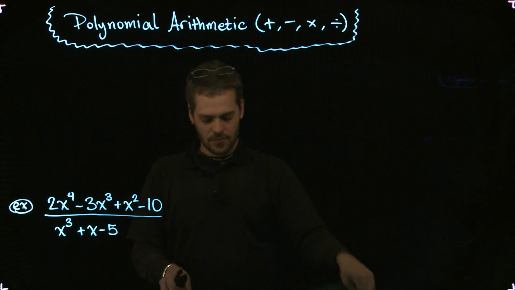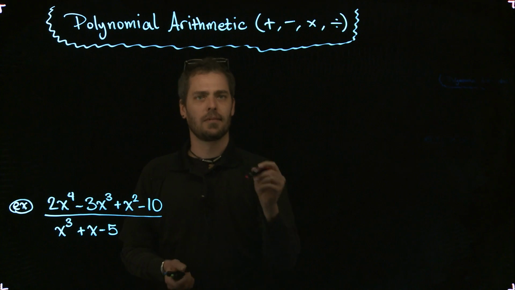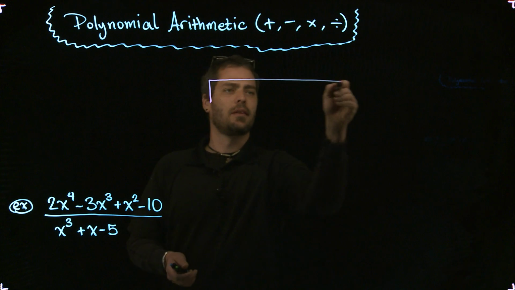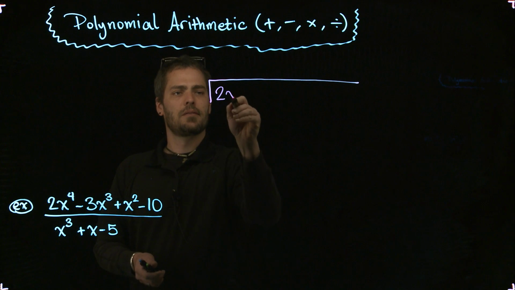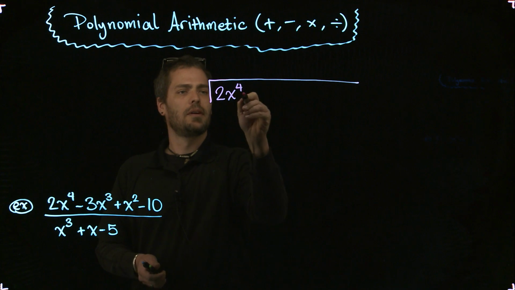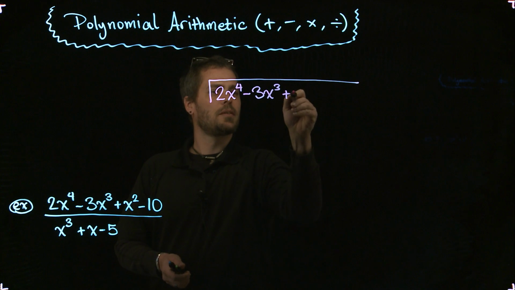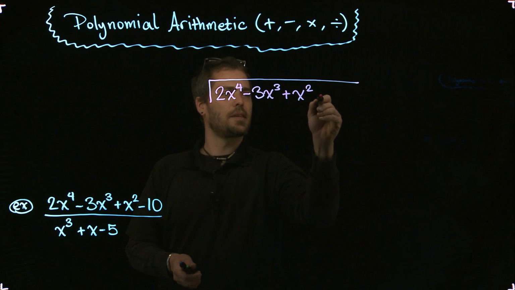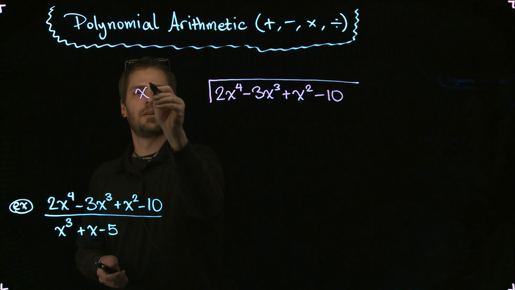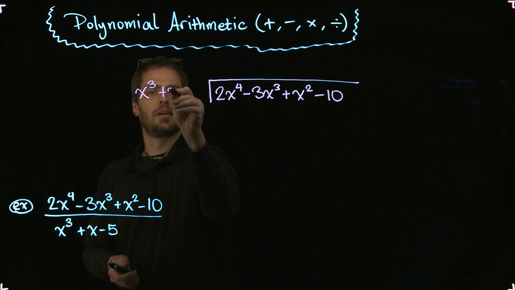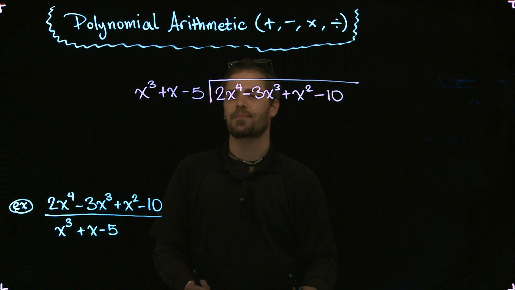Okay, so let's take a look at this guy. In the long division format, again, I'll just put it up here. Inside goes the numerator of the fraction, 2x to the fourth minus 3x cubed plus x squared minus 10. And on the outside, our divisor is x cubed plus x minus 5. And we'll proceed in the same way.